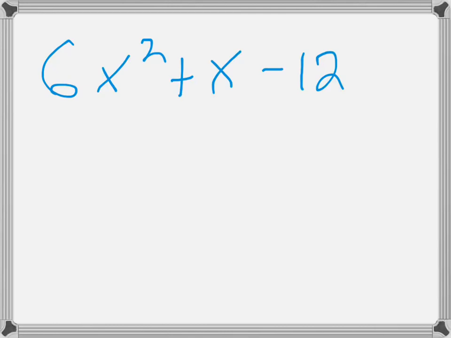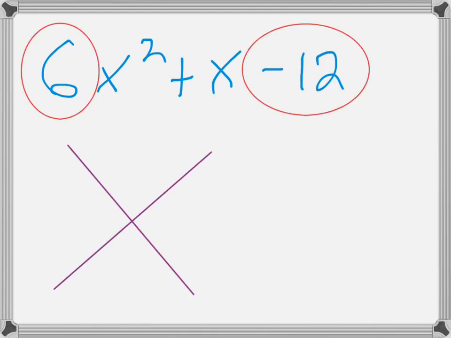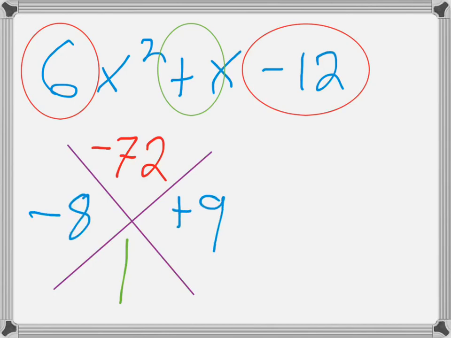So what you do is you make a diamond problem, and you take the first coefficient, which is 6, and then the constant, that last number, which is negative 12, and you multiply them together, and you get negative 72, and you put that on top, very similar to what you did before, and then the coefficient of x is 1, and so we put that in the bottom. And then negative 8 times positive 9 gives us negative 72, and negative 8 plus 9 is equal to 1. So that's our first step. You need to find those two numbers in blue in this case.